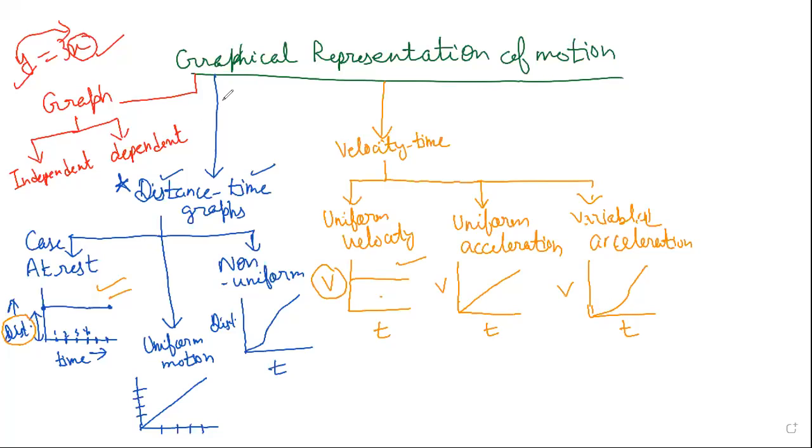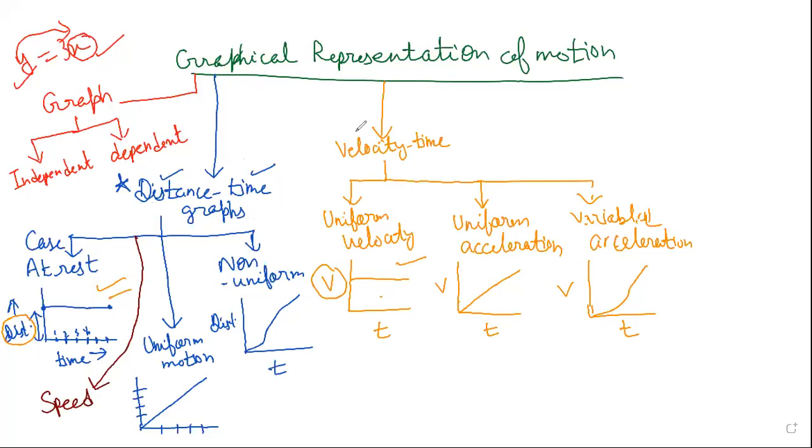Okay. Now very important. From the distance time graph, what can we calculate? From the distance time graph, we can calculate, here I can mention, because the distance time graph gives us speed, right? Because distance over time only gives speed.